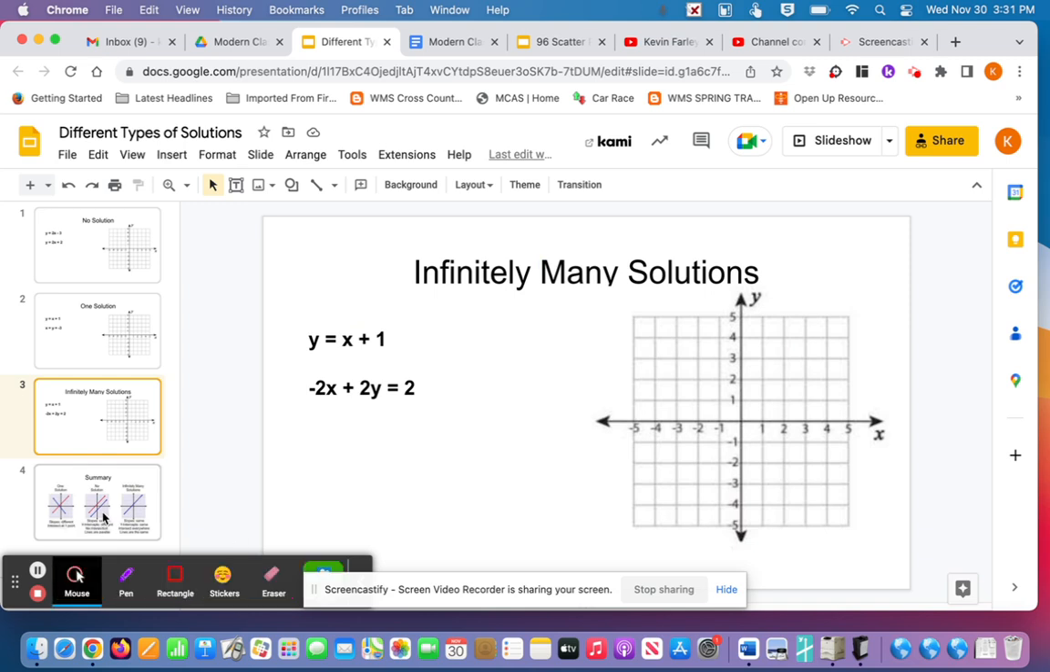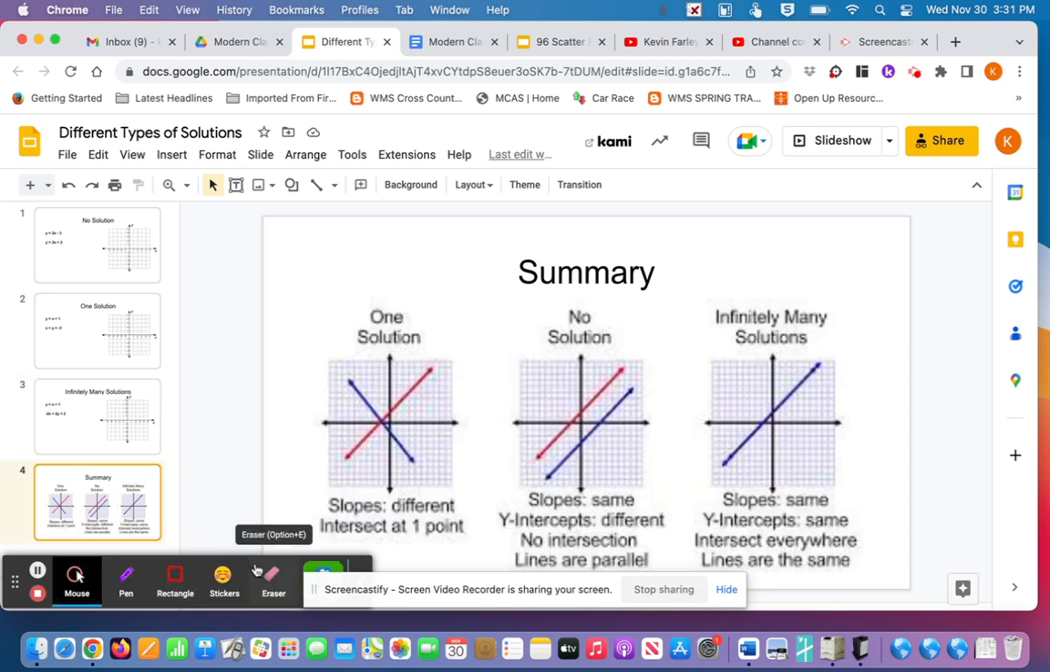Last one, just a summary. You can use this to check this out at any time. So please remember, if you have one solution, the lines will intersect at exactly one point. If you have no solutions, the lines will be parallel to each other and will never intersect. Because of that, there will be no solution. And finally, if the lines are exactly the same, if it is the same line, both of them one on top of the other, we will have infinitely many solutions.